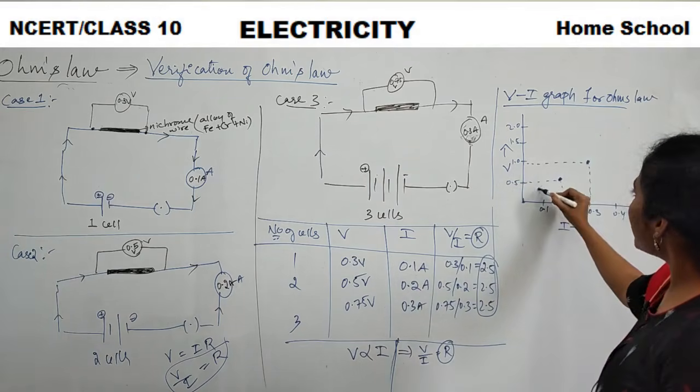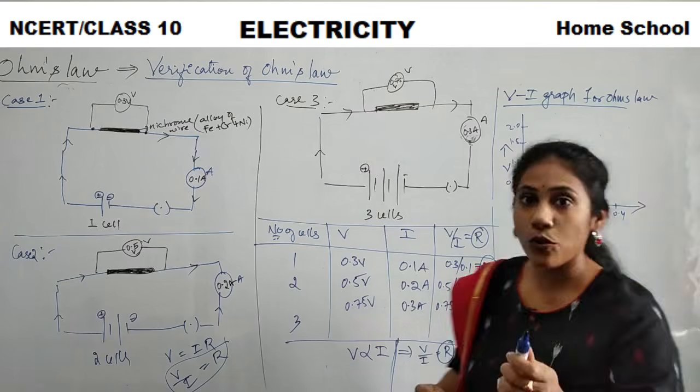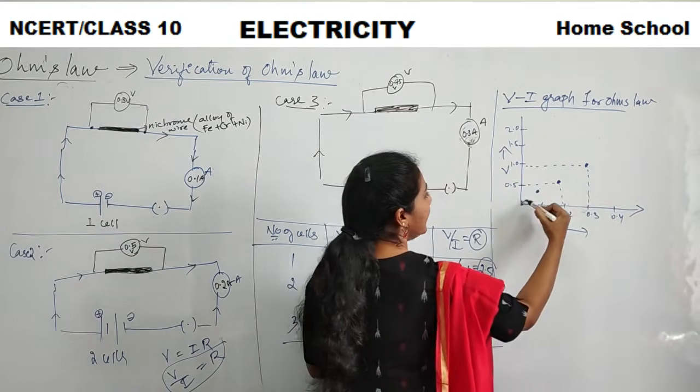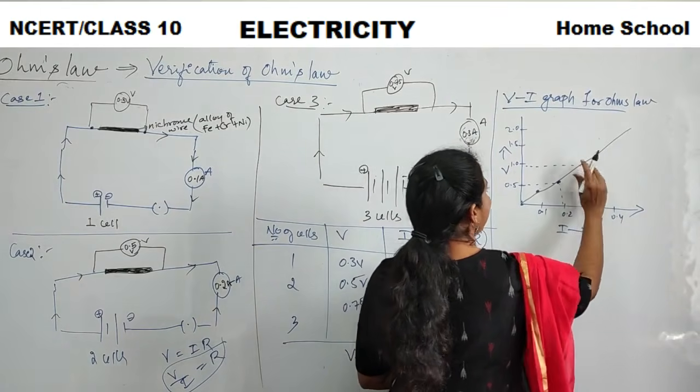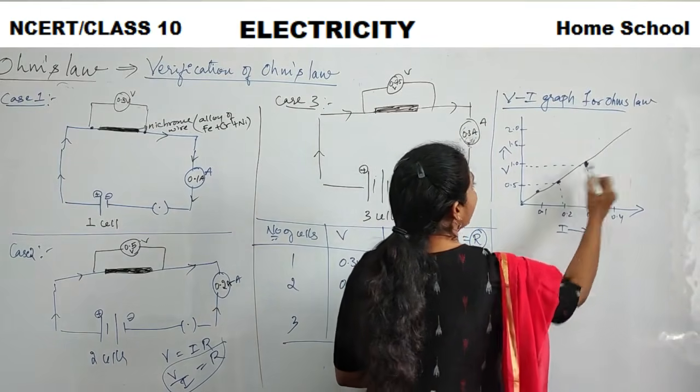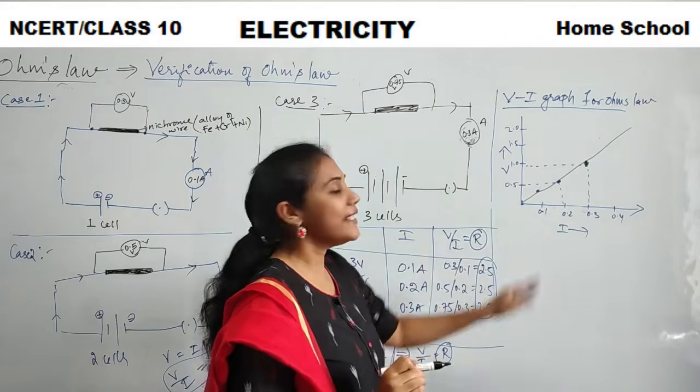If I join all these points, what do I get? How do I join? I can join it from the origin. I get a straight line. Yes or no? I get a straight line. This is the VI graph.